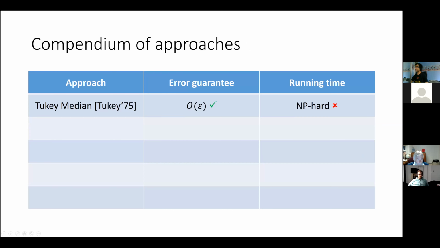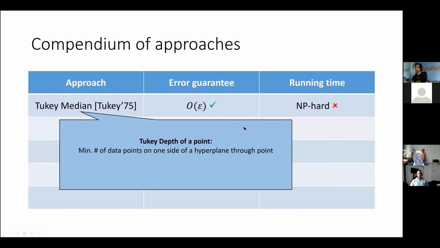The great thing is that this is very accurate. It'll have this O of epsilon error guarantee. But the bad thing is that it's NP hard to compute. And you'll see this if you look at the definition. Don't focus too much on this definition, but this is just to give you an impression of how this sounds like a hard problem.